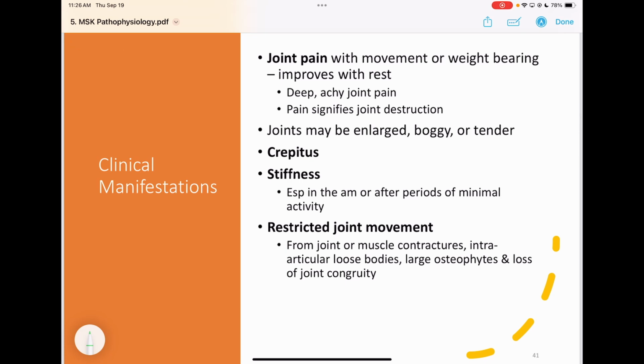So if they're not using that joint, the pain goes away. Pain signifies joint destruction. So as we're having pain, the joints are being destroyed. Joints may become enlarged, boggy, or tender. You get crepitus, stiffness, restricted joint movement.